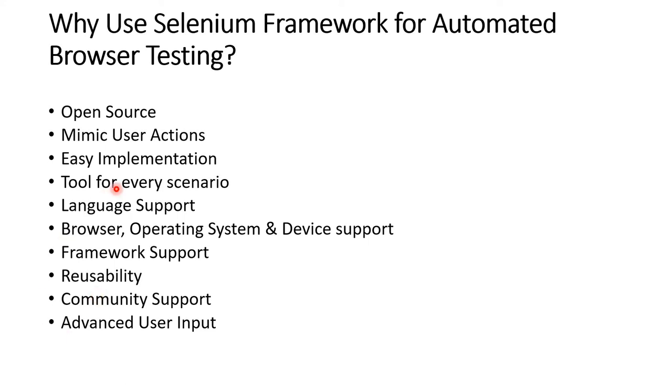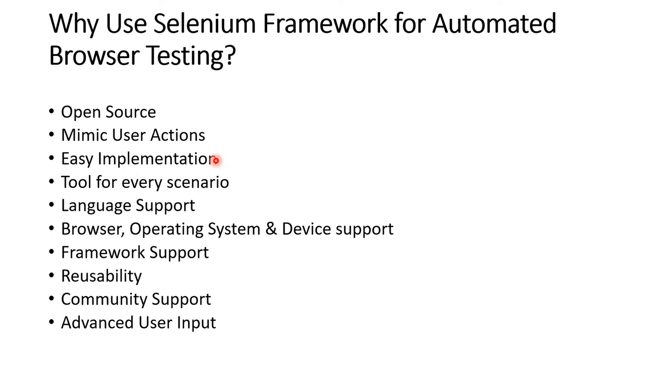Second thing is mimicking user action. Suppose you are performing any actions from your keyboard or your mouse, the same actions can be performed by Selenium on the web browser. So you can drag and drop, mouse over, context click, right click, left click. Any action that you can perform manually can be done with Selenium also on your web browser.